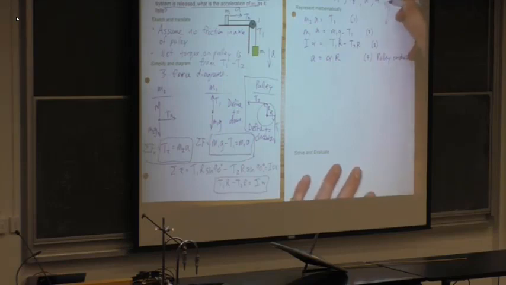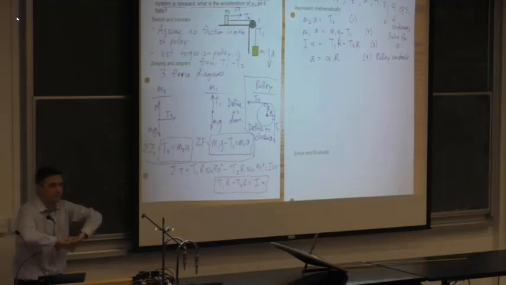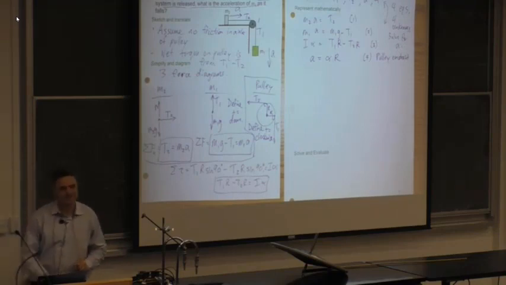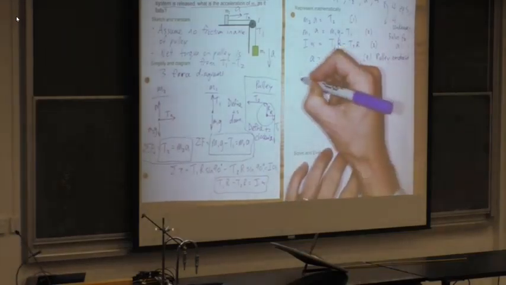Okay, so now we have 4 equations, 4 unknowns, and that's it. We've done all the physics. We just have to do the math. Solve for A and eliminate all the other unknowns. Ready? Okay, it's just some algebra now. You guys can do this. I think that we're going to eliminate these things.